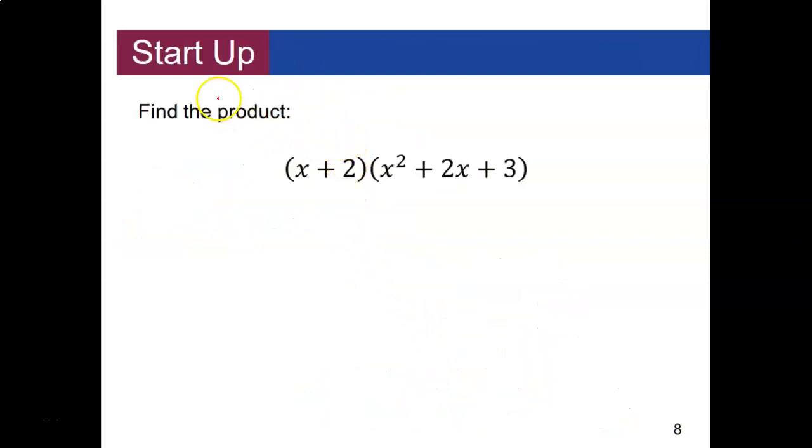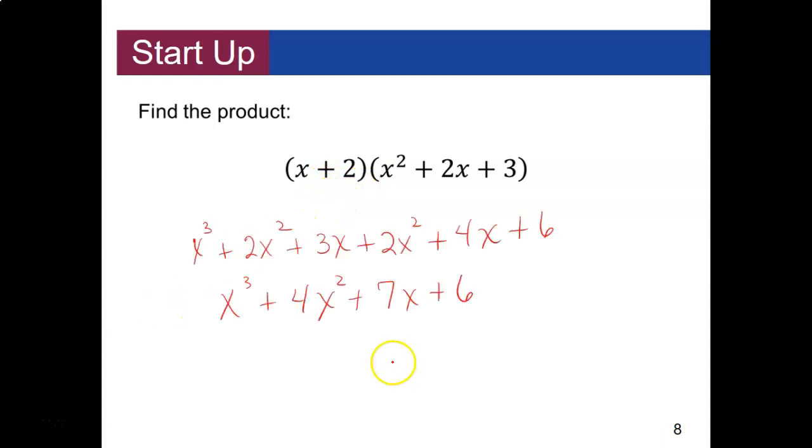Okay, so here's one that says startup, but we're just going to practice with this one. So we want to practice. I'm going to give you a minute to find the product for this one. Okay, take your work on this one and make sure that you've done it correctly. If you did the box, you should get the same answer, but your work may look a little different.